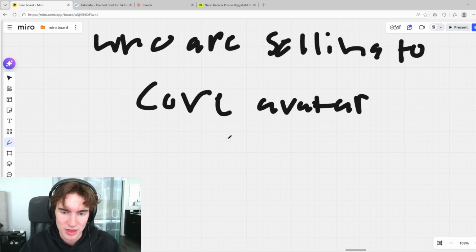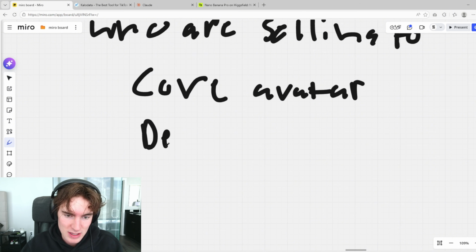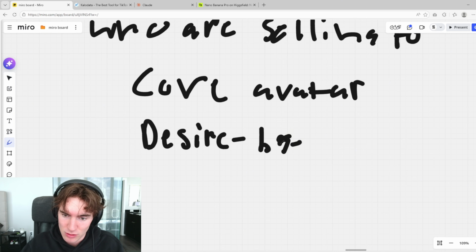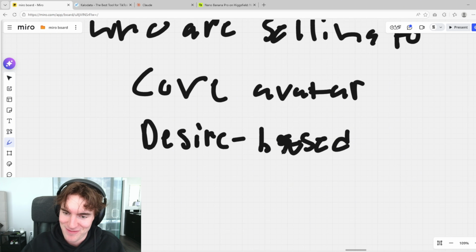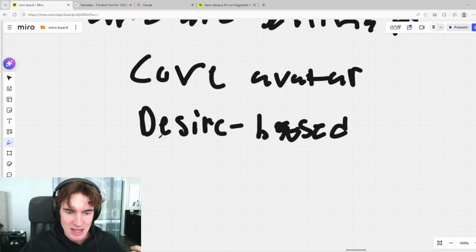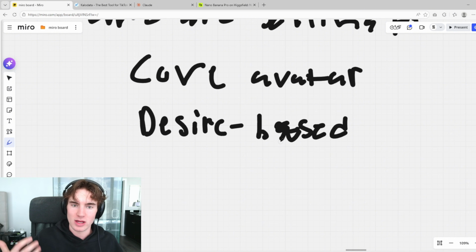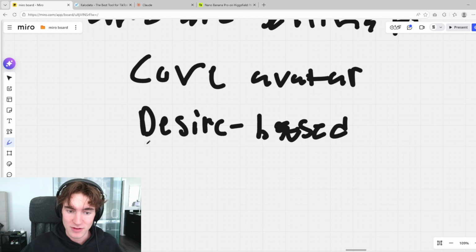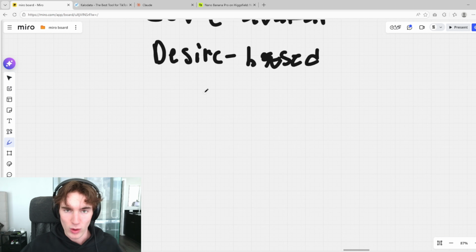The big thing with this avatar is that you want it to be desire based. Sorry for that bad handwriting right there, but the reason you want it to be desire based is because these are the people who are actually going to buy, right? Because they have such a deep desire, a deep emotion behind wanting to buy this product. So when we find our avatar and we are selling to their desire, this is how we're actually going to convert.